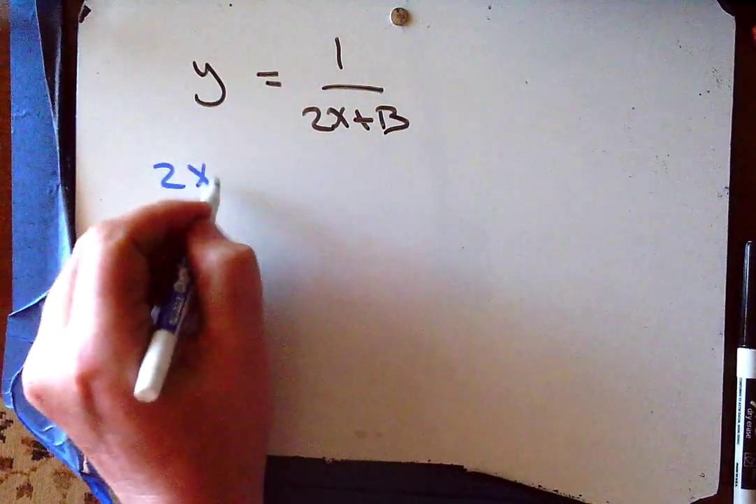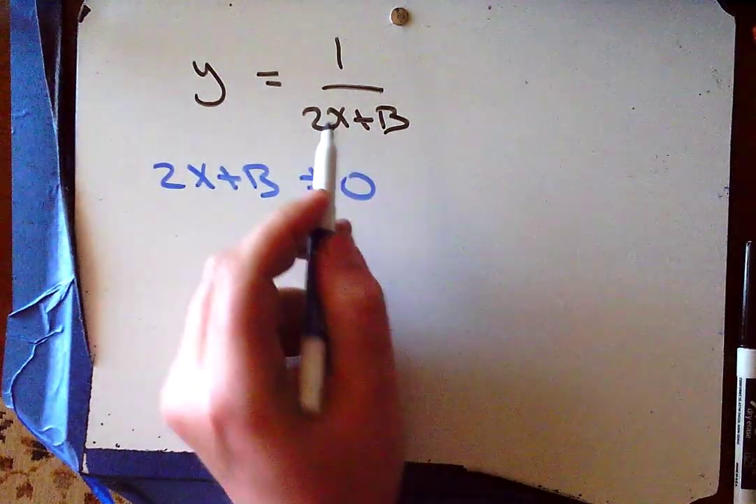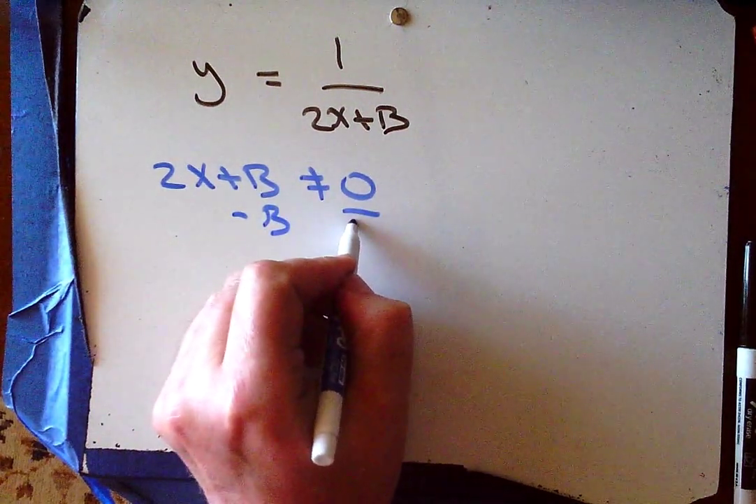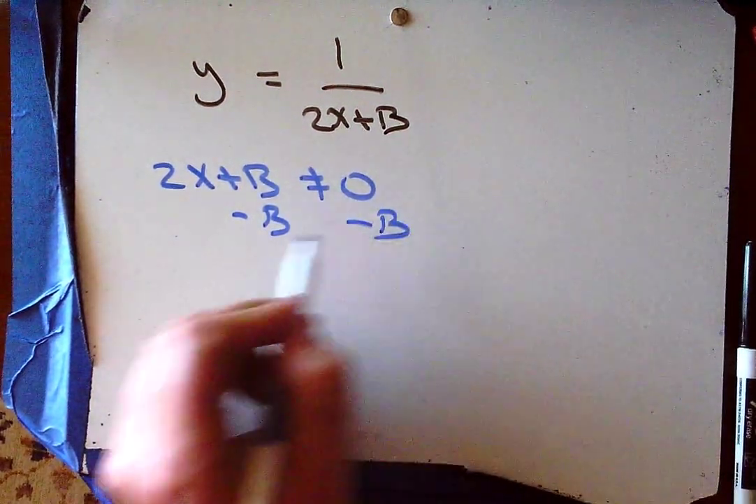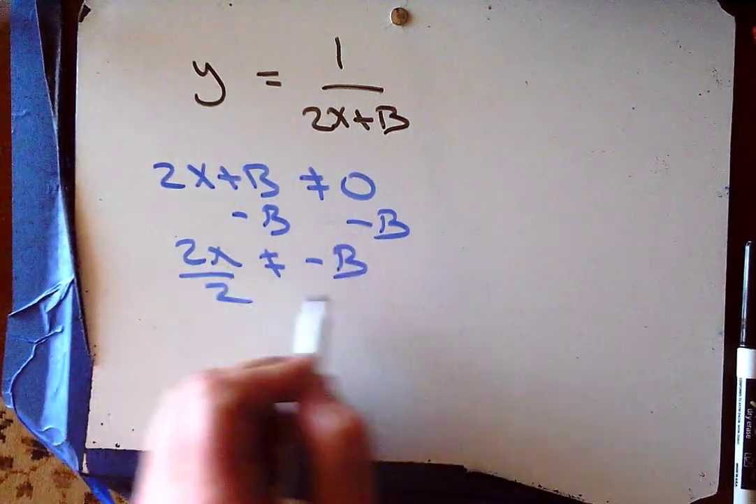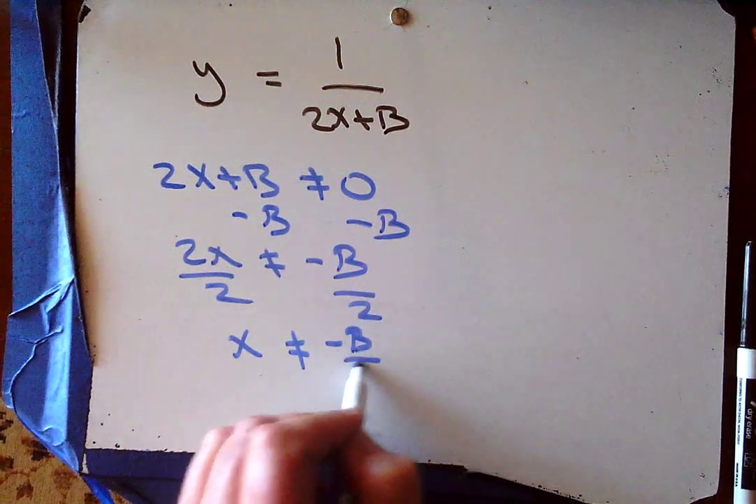So we've got 2x plus b can't equal 0, because remember, it's in the denominator, and denominators can't equal 0. I'll subtract b from both sides. I'll have 2x can't equal negative b. Divide by 2. x can't equal negative b over 2.